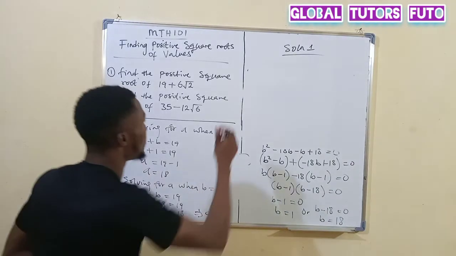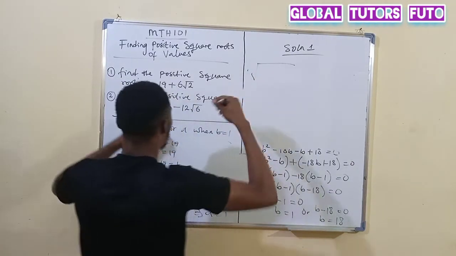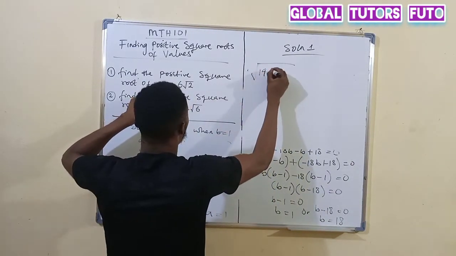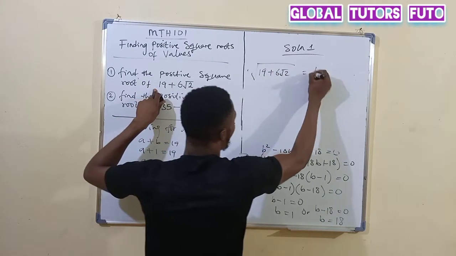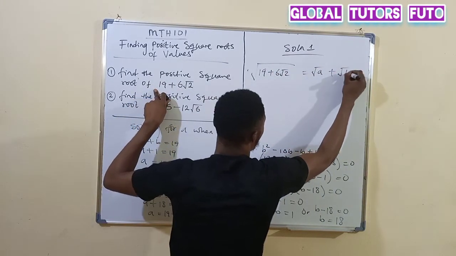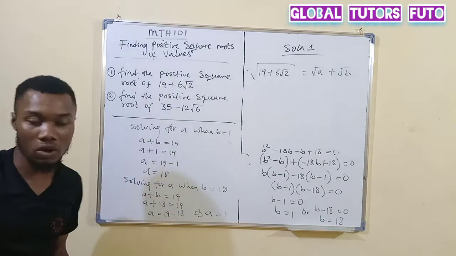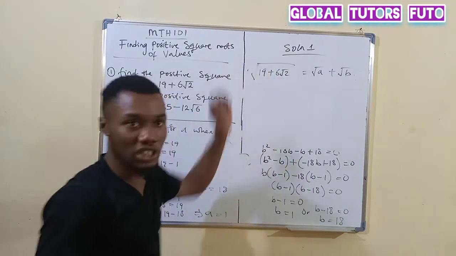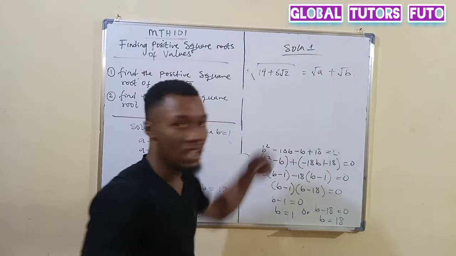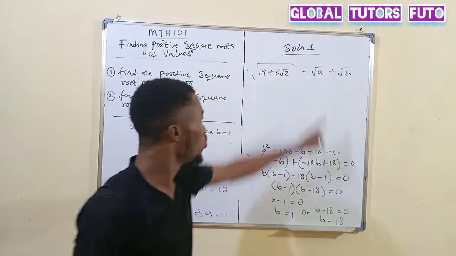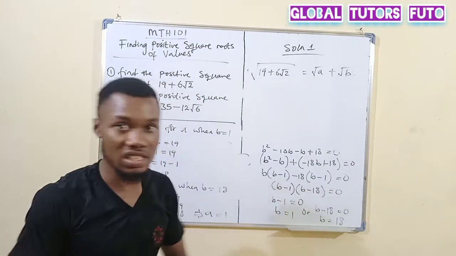When we started initially, we said let the positive square root of 19 plus 6 root 2 be equal to root a plus root b. Since a can be 18 and 1 and b can be 18 and 1, you can just match it any way you like. You can give a 18 and give b 1, or you give a 1 and give b 18. It is still the same thing.